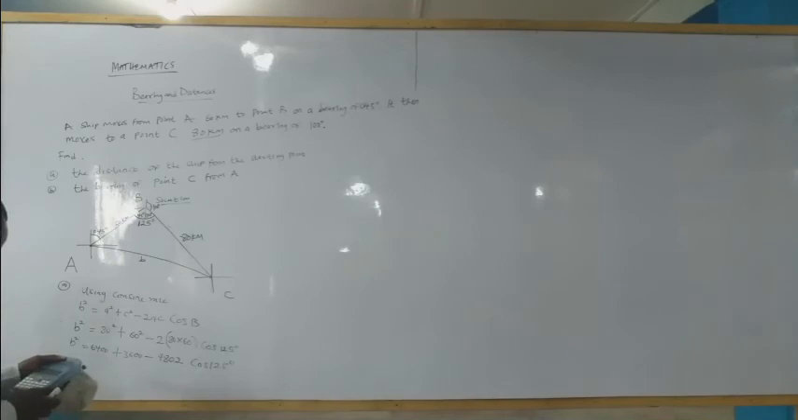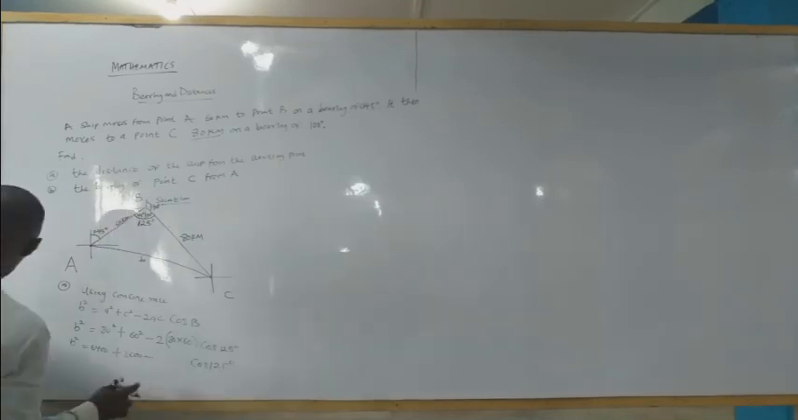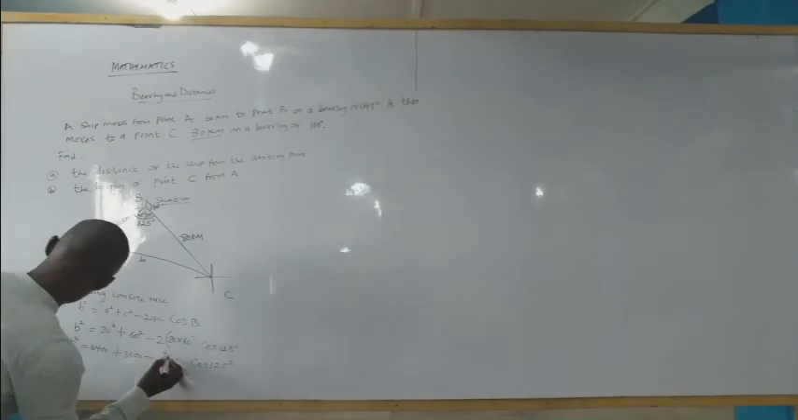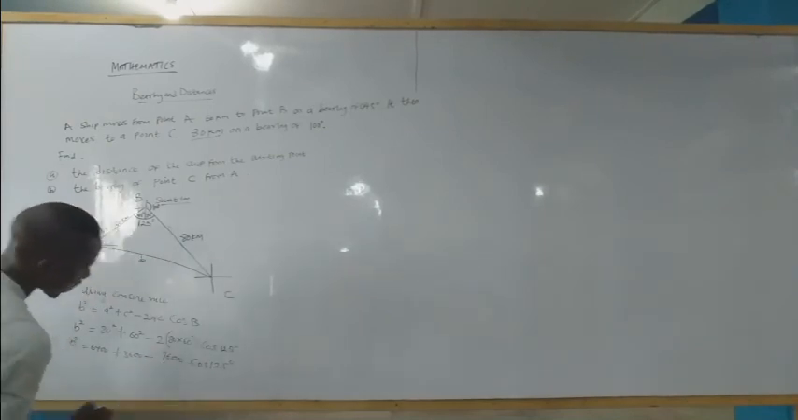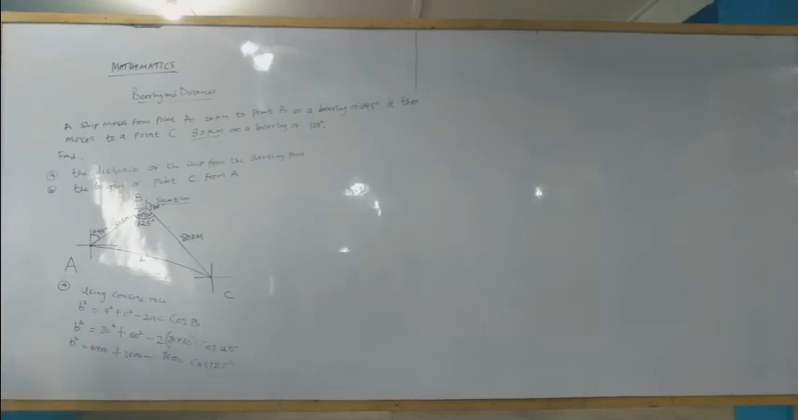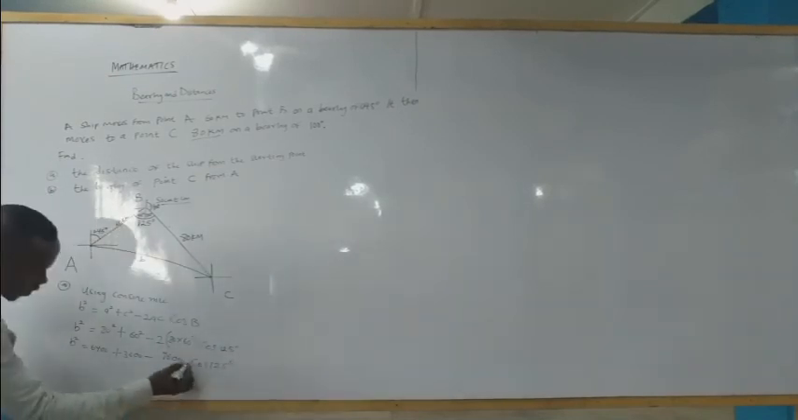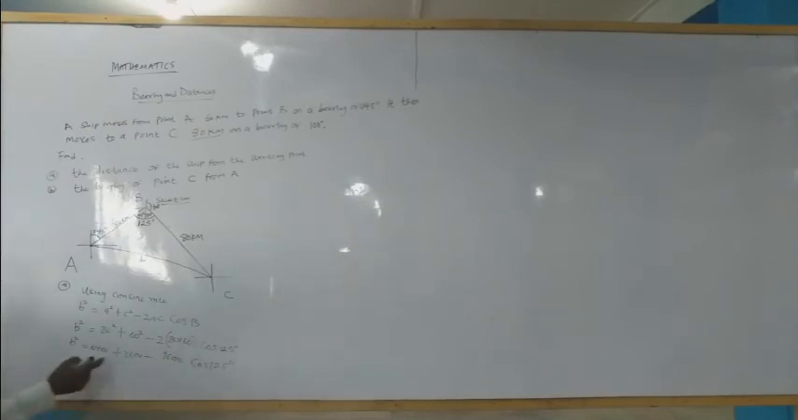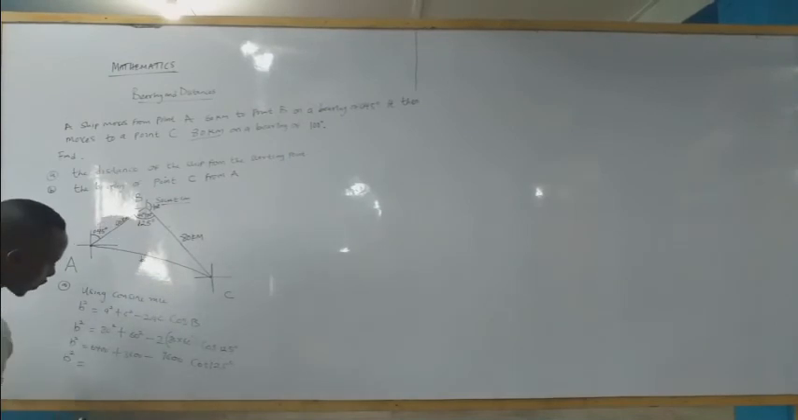Times 80 times 60, 9600. Cos 125. Then from here, this is multiplying. So we add up this. B squared then is equals to 6400 plus this. You get 10,000.